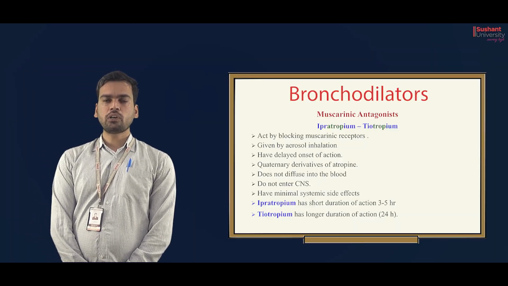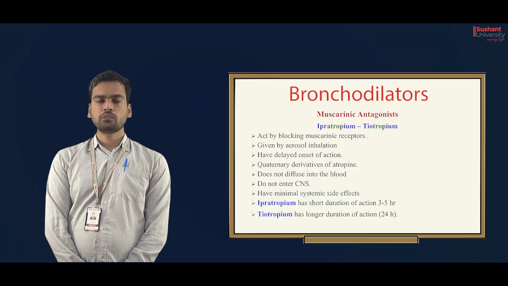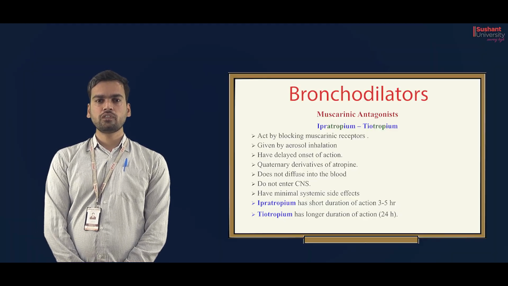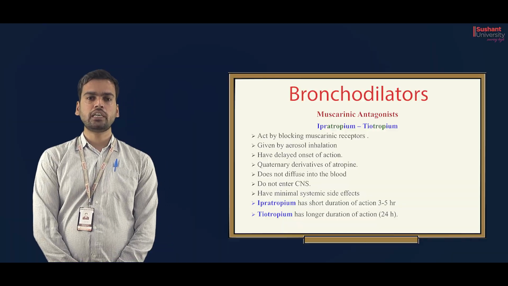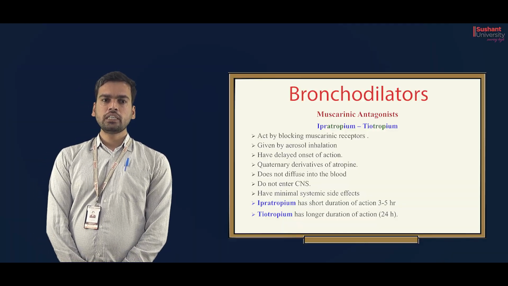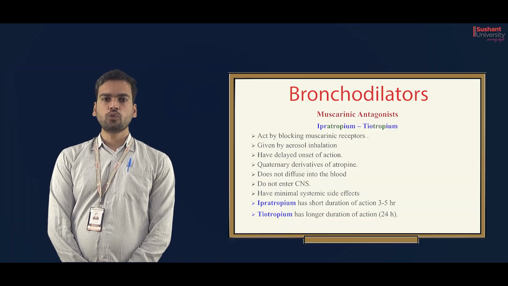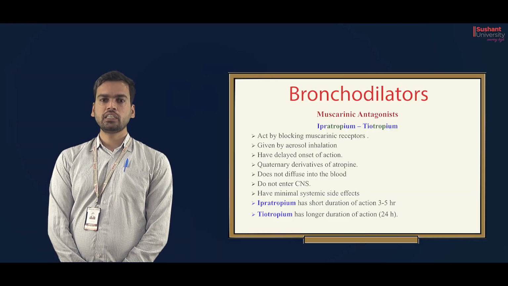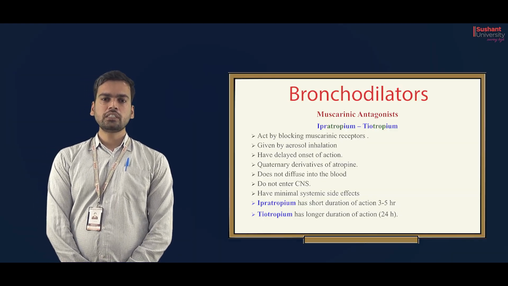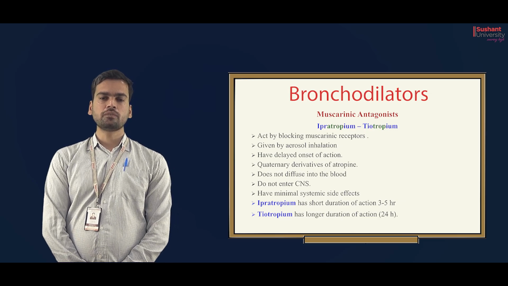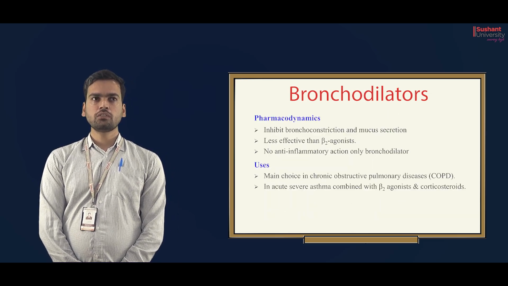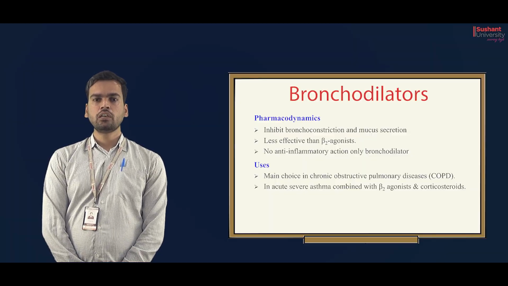When we are talking about the basic pharmacokinetics of these types of drugs, they have short and long durations of action according to their stability. They are basically metabolized in the body and distributed all over the parts of the body, and they are mainly excreted from the feces and different types of waste materials also. When we are talking about the pharmacodynamics, they inhibit bronchoconstriction and mucus secretions.